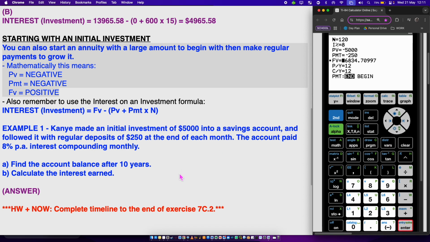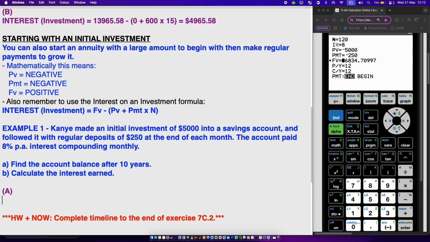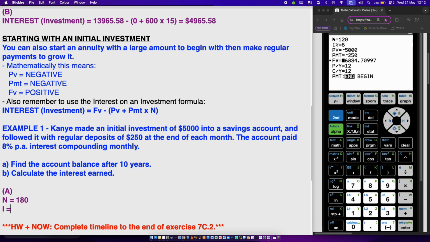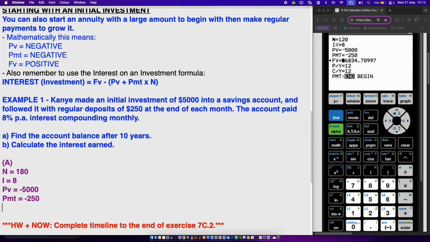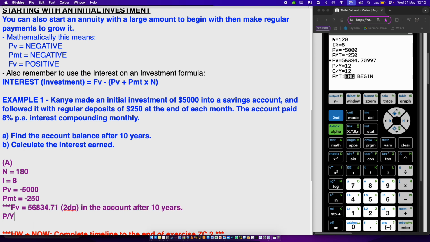Alpha, enter, find the account balance after 10 years. Kanye is going to be loaded. N 180, I 8%, PV negative $5,000, PMT negative 250. Star next to FV, sorry. $56,834.71 to 2 decimal points in the account. PY and CY are both 12.